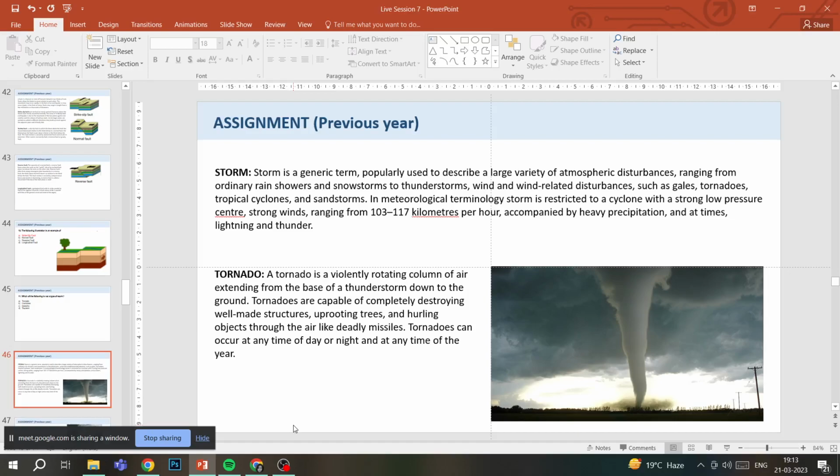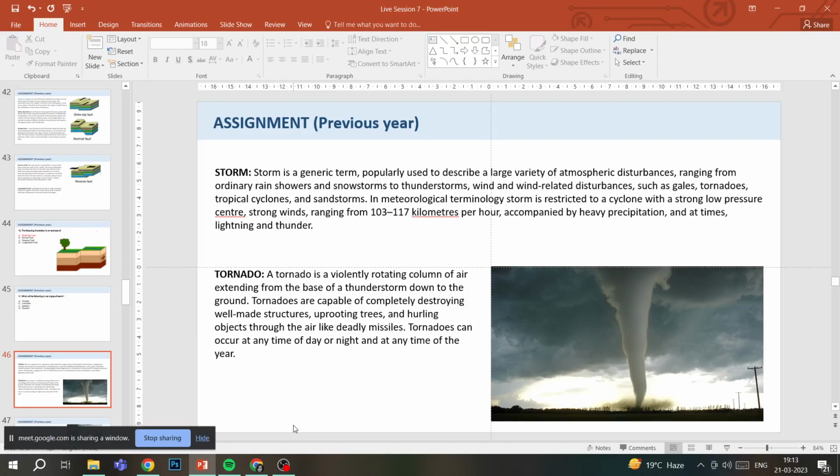What is a tornado? A tornado is a violently rotating column of air. A tornado keeps rotating, and it's very violent, and it's like a rotating column of air extending from the base of a thunderstorm down to the ground. So it comes from the thunderstorm and comes down to the ground. Tornadoes are capable of completely destroying well-made structures, uprooting trees, and hurling objects through the air like deadly missiles.